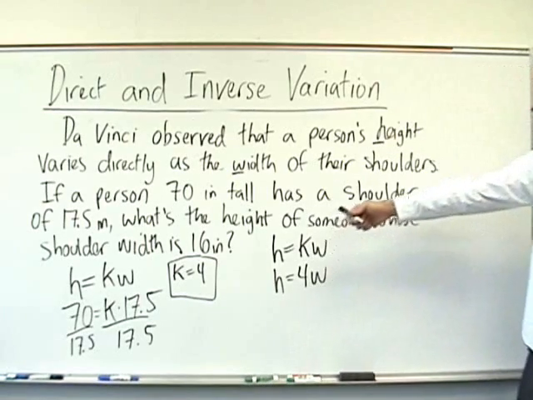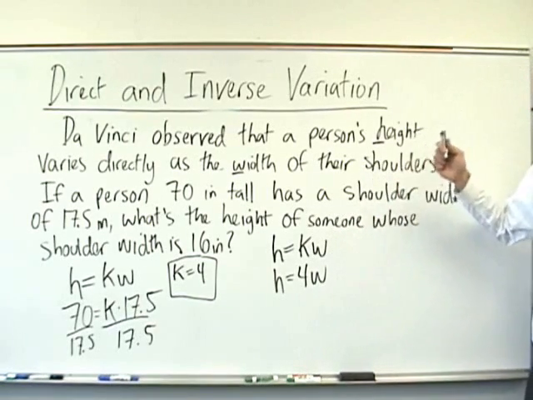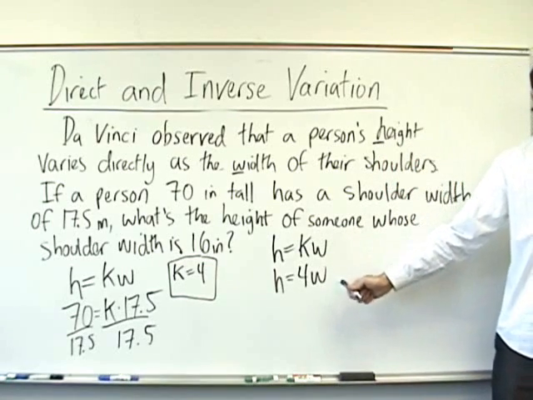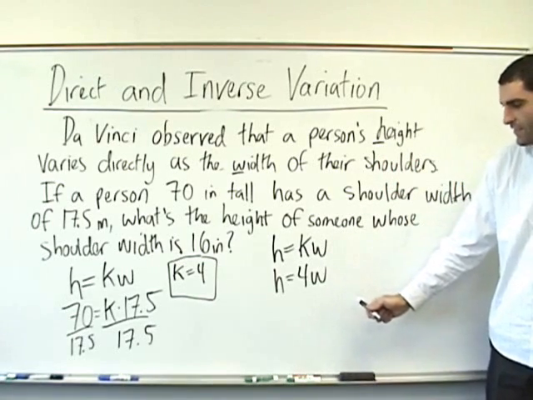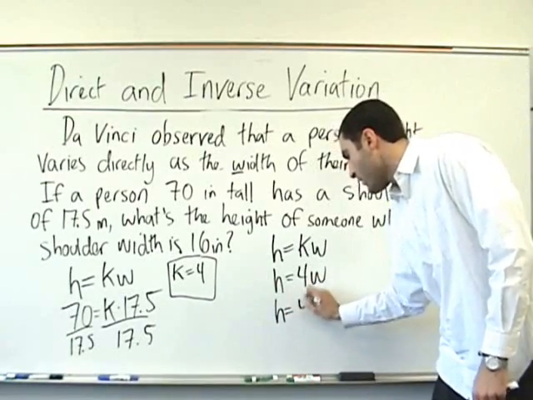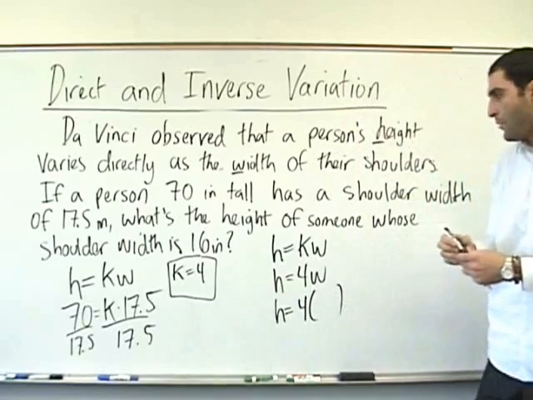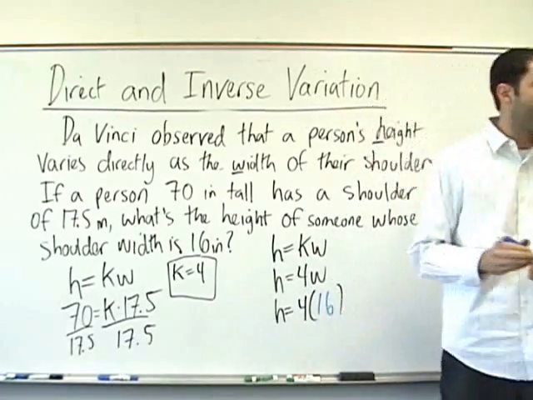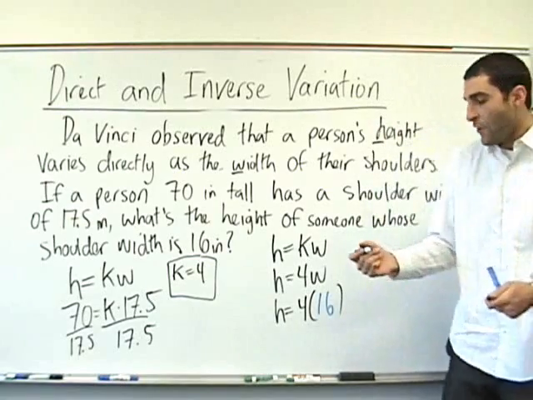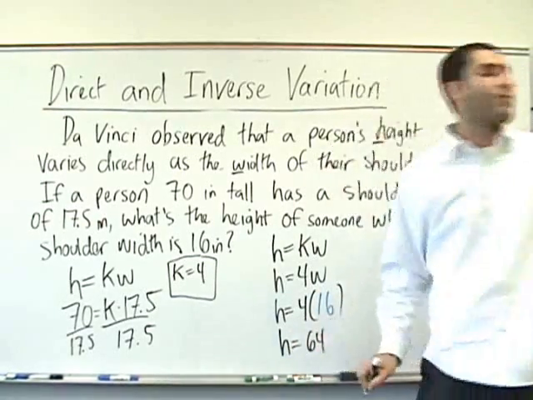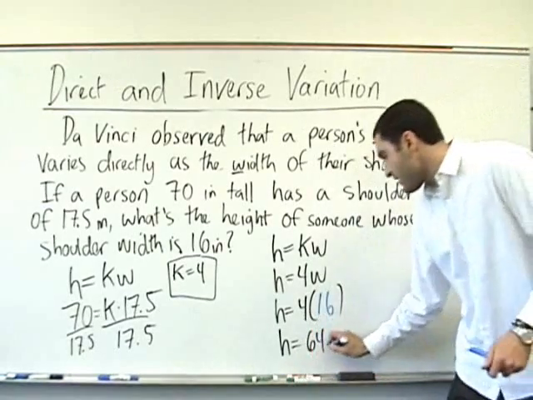What's the height of someone whose shoulder width is 16? So 4 times 16. Let's plug it in. H equals 4 times our new shoulder width of 16 inches across. 4 times 16 is 64. H equals 64 inches.